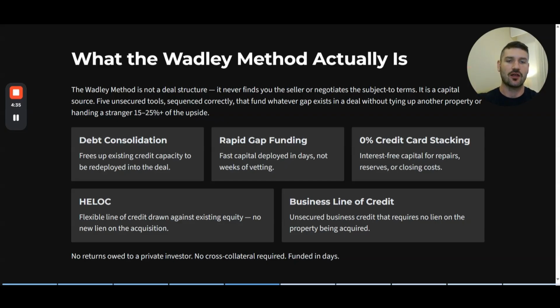Then we've got HELOC and business line of credit. These are the lines of credit layer that go in round 3. One's backed by the revenue in your business, and the other is backed by the equity in your home or an LLC-owned property. None of these put a lien on the property you're looking to acquire, and they do not interfere with your hard money in first position. No returns owed to a private investor, no cross-collateral required, and it's funded in days, not weeks.